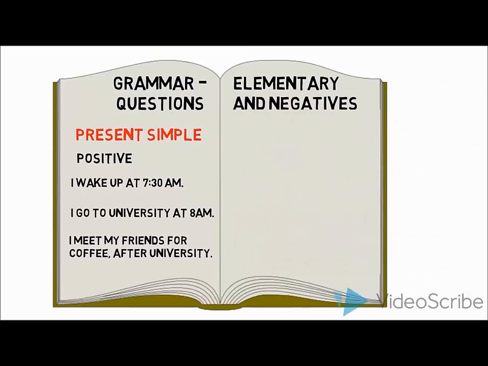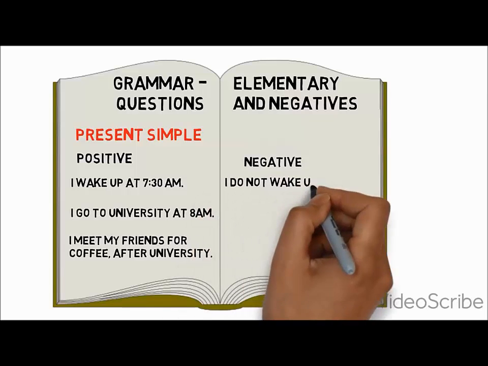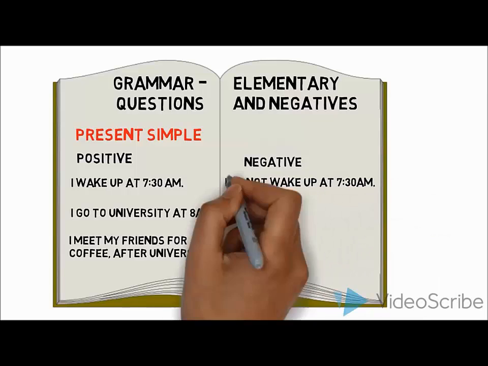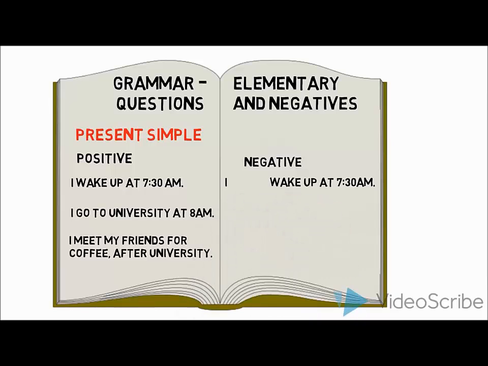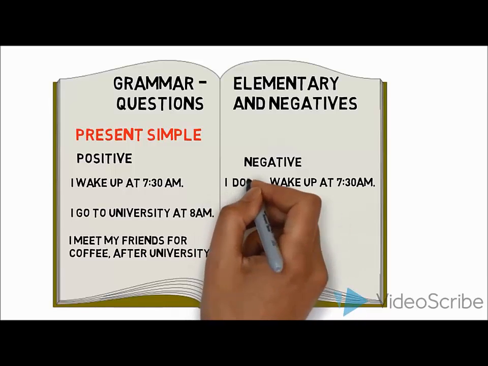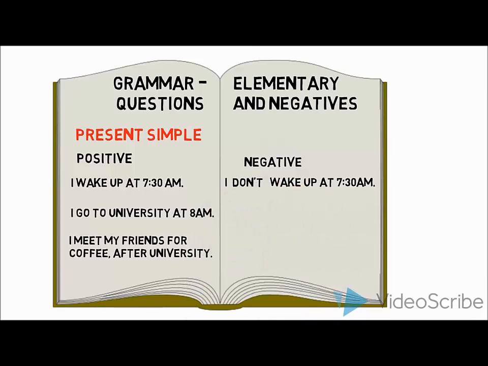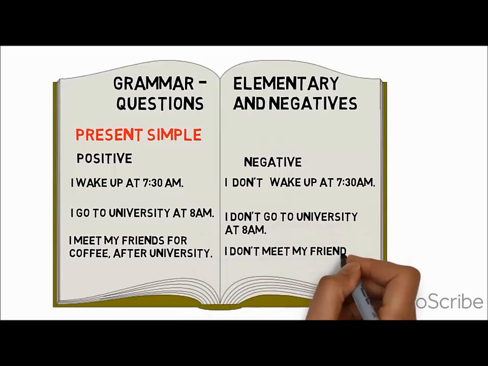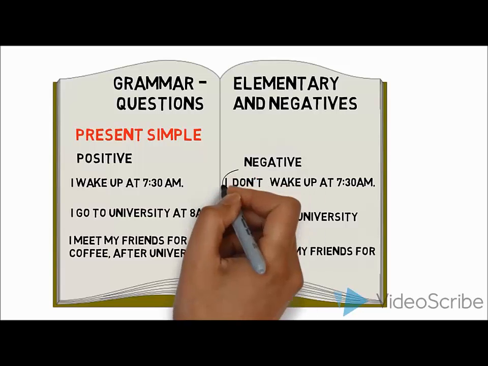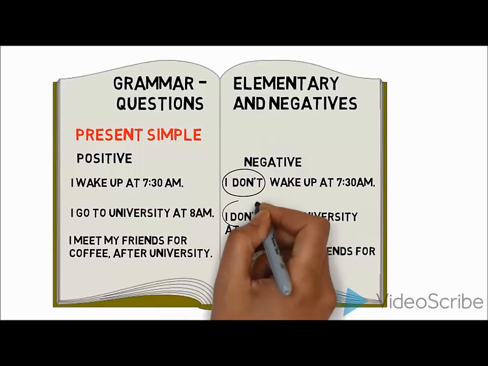To make a sentence negative in the present simple, we add do not after the subject, and for short we can say don't. I don't wake up at 7:30 a.m. I don't go to university at 8 a.m. and I don't meet my friends for coffee. So you can see that all the sentences have become negative.